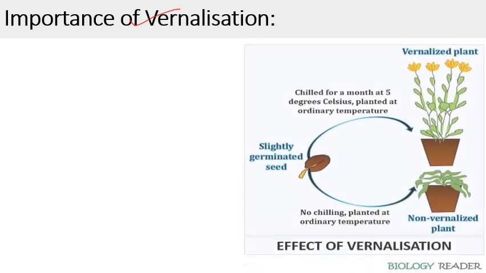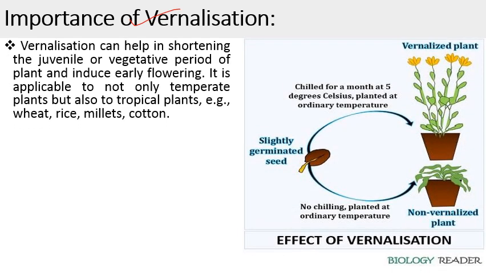Next comes importance of vernalization. So जो vernalization का concept it can be used in agriculture and horticulture. Vernalization can help in shortening the juvenile or vegetative stage and produce early flowering. Plants में हम इससे early flowering produce कर सकते हैं, means flowers induce कर सकते हैं by providing low temperature. It is applicable not only to temperate plants but it can also be applied to tropical plants. For example, we have wheat, rice and millets or cotton.